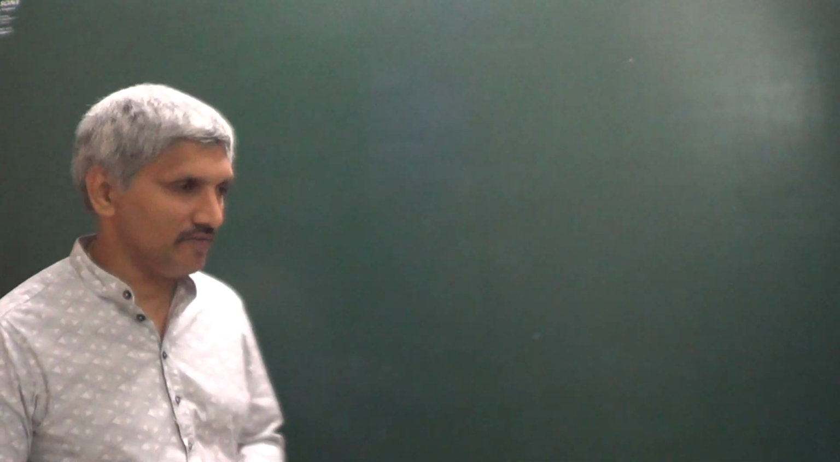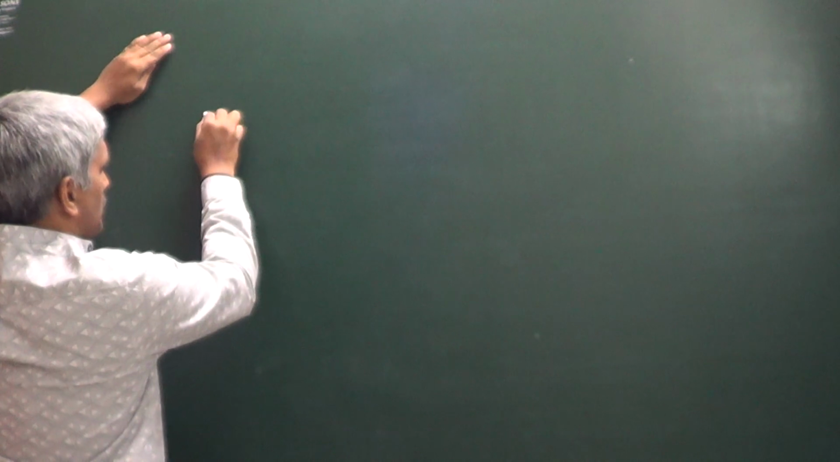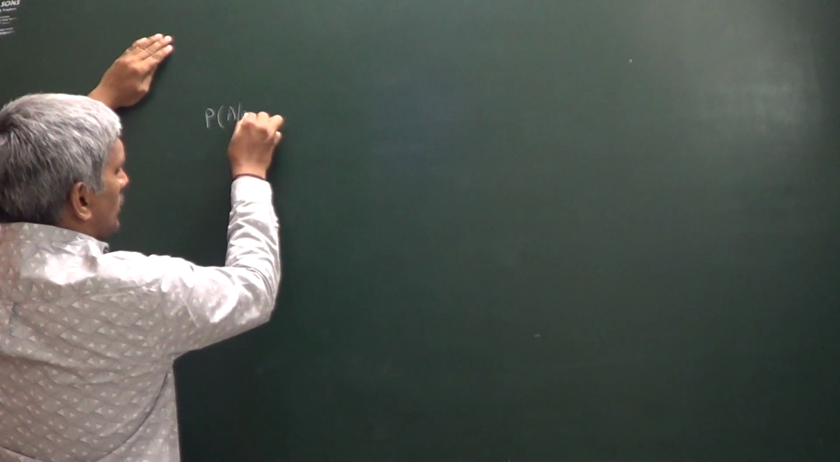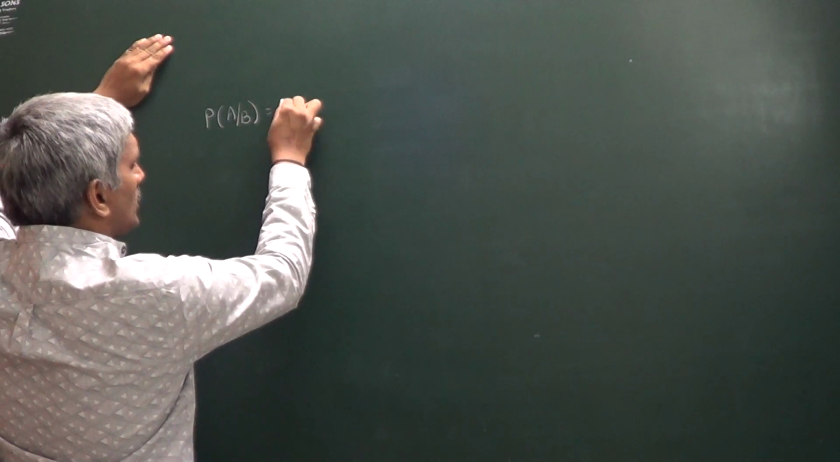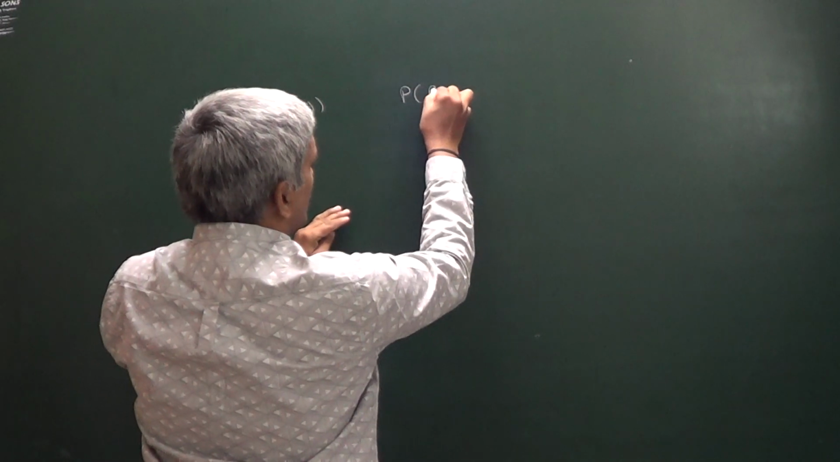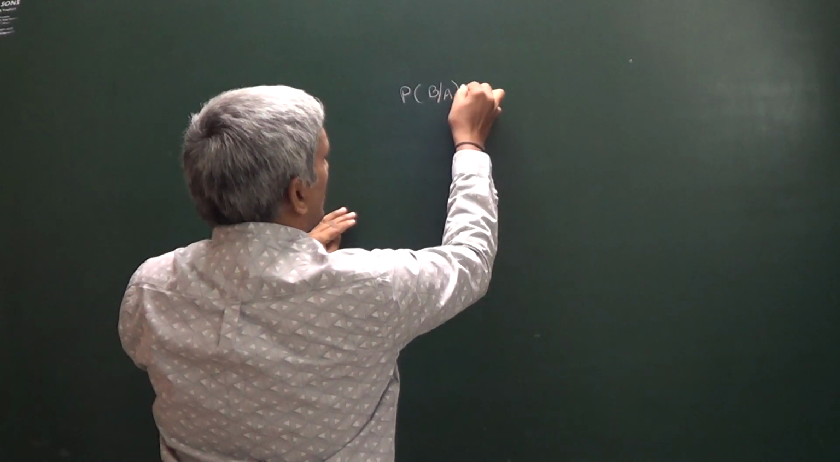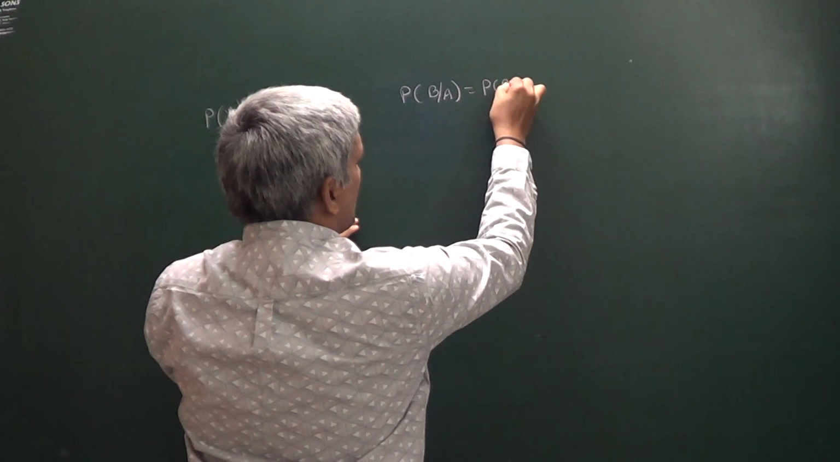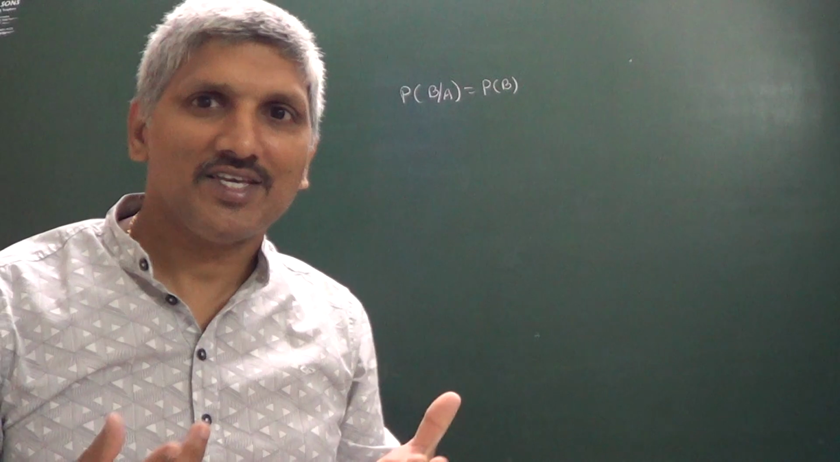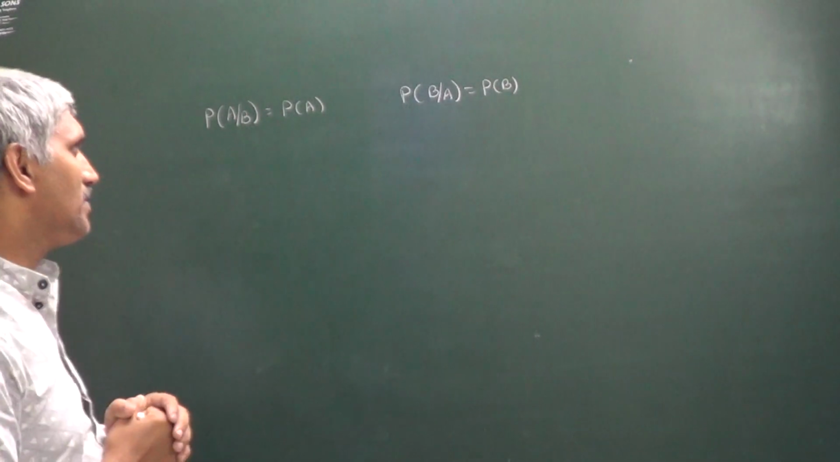So last class we discussed conditional probability. This class our discussion is confined to independent and dependent events. As we discussed, conditional probability means P of A by B. If P of A by B is equal to P of A, or P of B by A is equal to P of B, then we can say A, B are independent events. Otherwise, A, B are said to be dependent events.